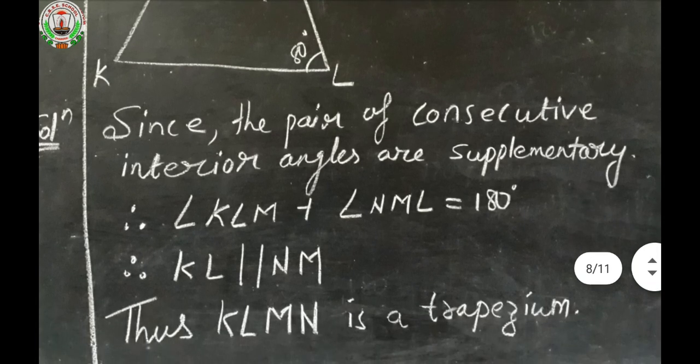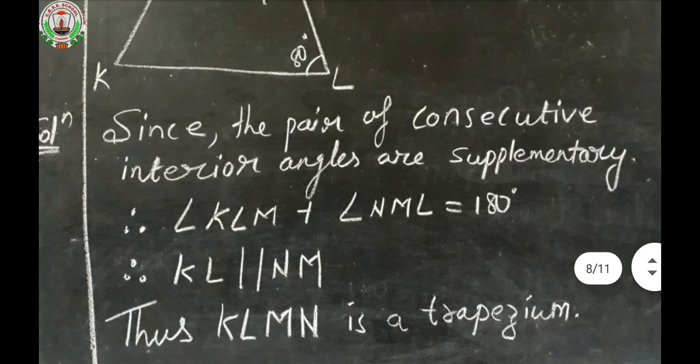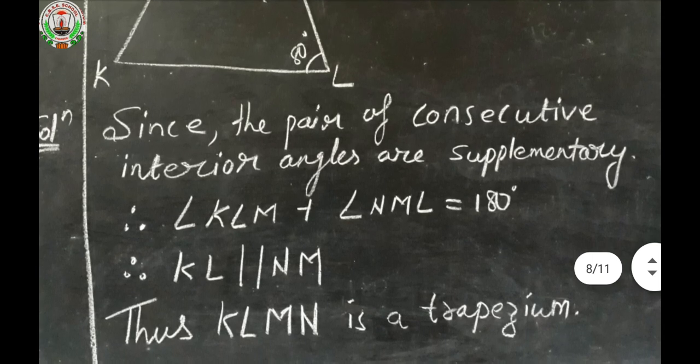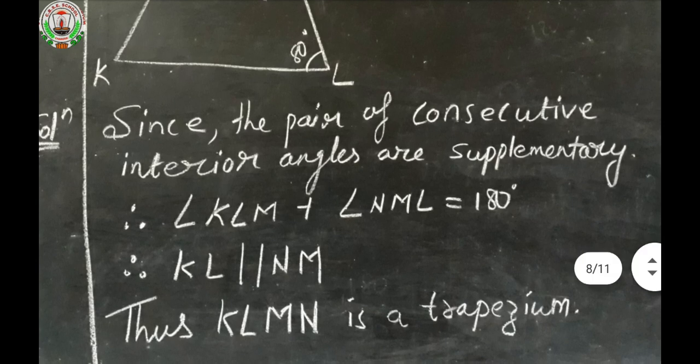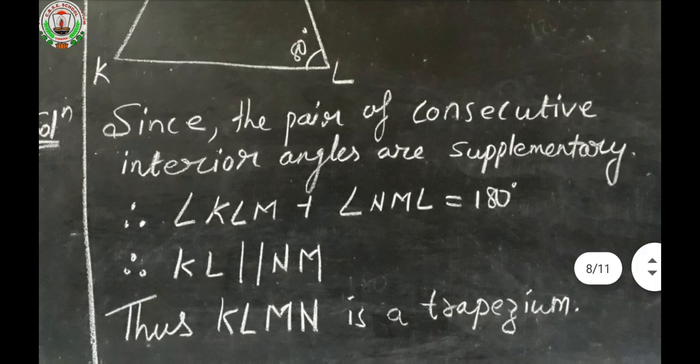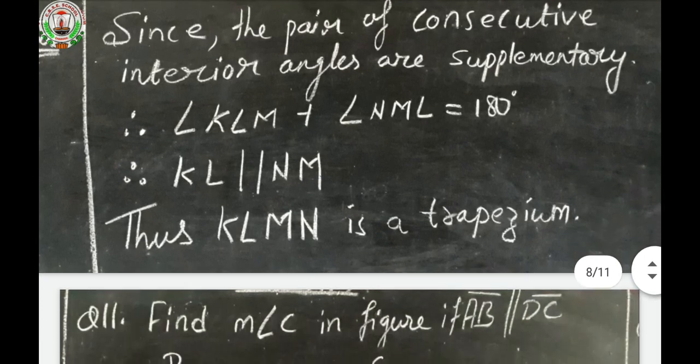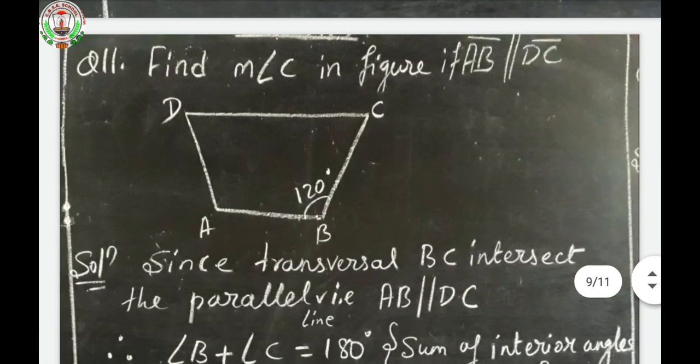So thus KLMN is a trapezium. In this way we have explained, and we have also told which two sides are parallel to each other. Okay, so if two opposite sides are parallel to each other, that means it is a trapezium. Okay, have you understood? Now the next question.